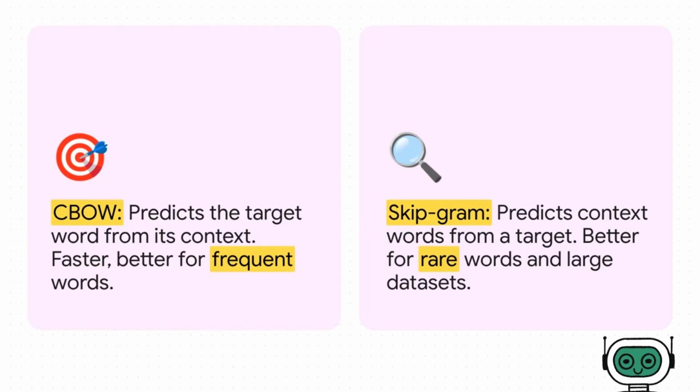Word-to-vec actually comes in two main flavors. The first, called Continuous Bag of Words, or CBOW, is like a fill-in-the-blank puzzle. It looks at the surrounding words and tries to predict the one in the middle. The other, skipgram, does the exact opposite. It takes one word and tries to predict its neighbors. CBOW is generally faster, but skipgram often does a better job with rare words.